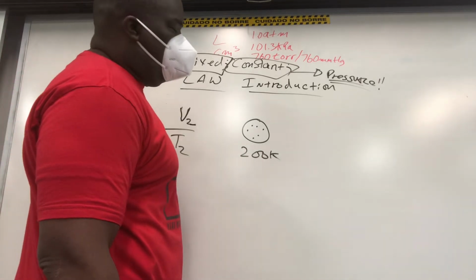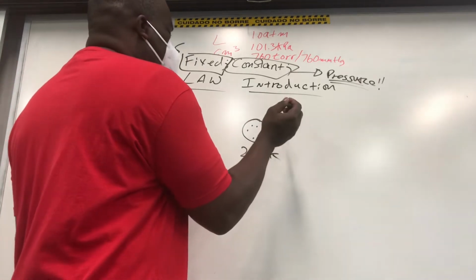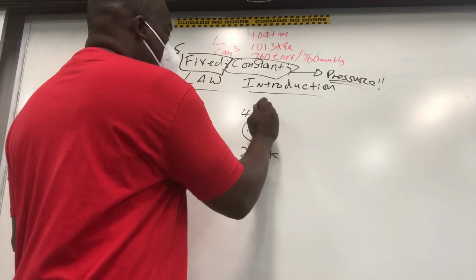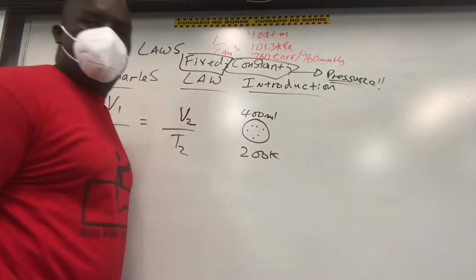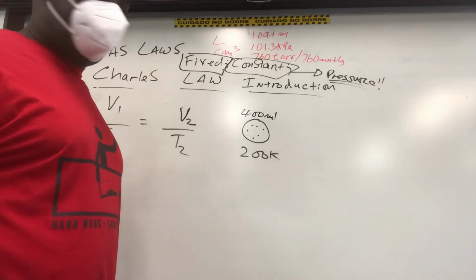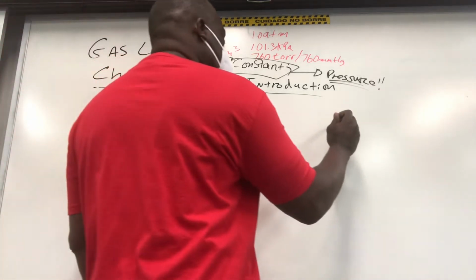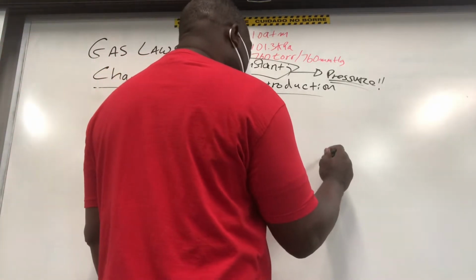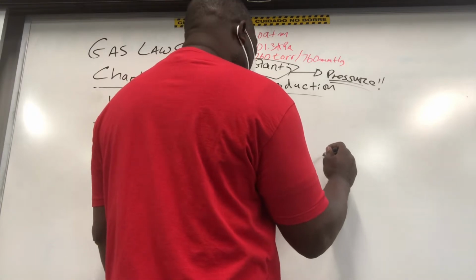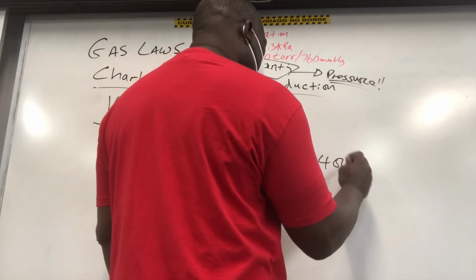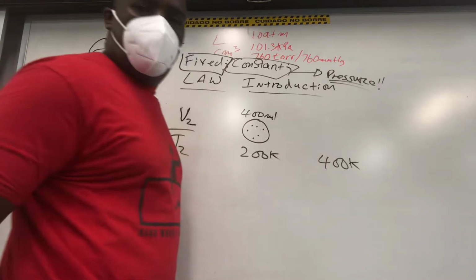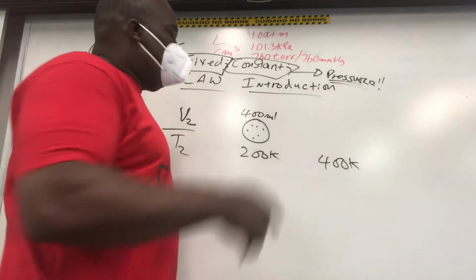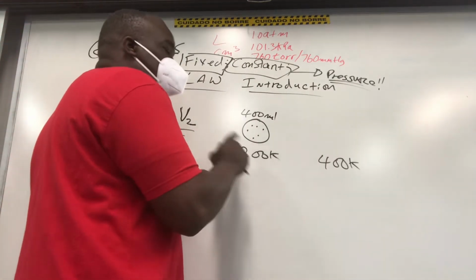Let's say the balloon is at 400 mL in terms of volume. Once again, I'm making up numbers. All right, guys, don't write me. So, we're going to apply more heat. We're going to raise the temperature. We're going to double it to 400 Kelvin. Now, what do you expect to happen to the size of the balloon?